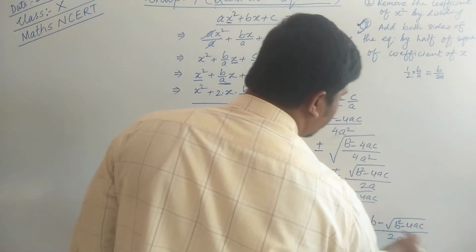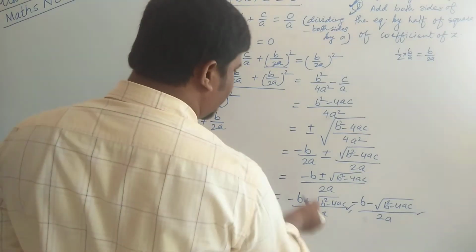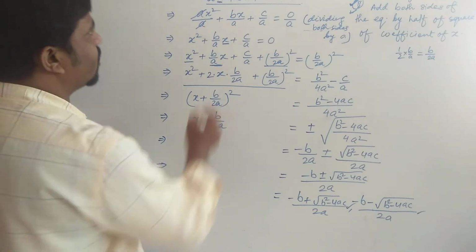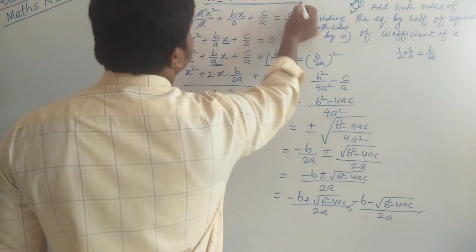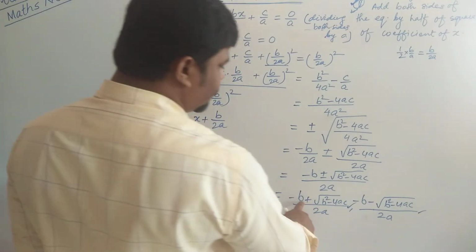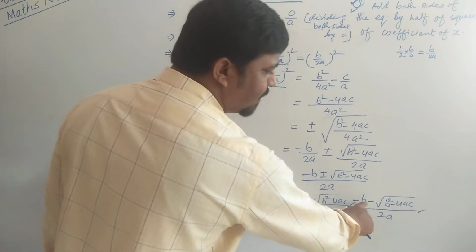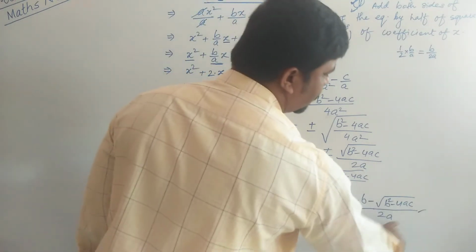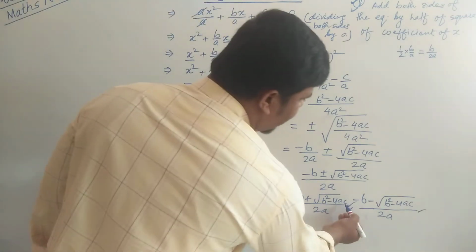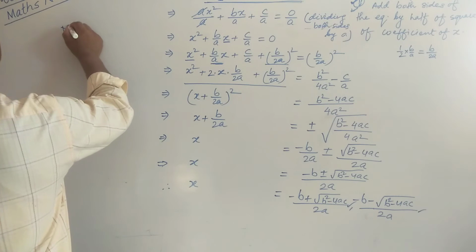So these two are roots, meaning values of x, solutions of x, and this is called the quadratic formula, because this is the quadratic equation. That's why we are getting two values of x: one is minus b plus under root b square minus 4ac by 2a, another is minus b minus under root b square minus 4ac by 2a. So these two values are there. So b square minus 4ac, that is called the discriminant.